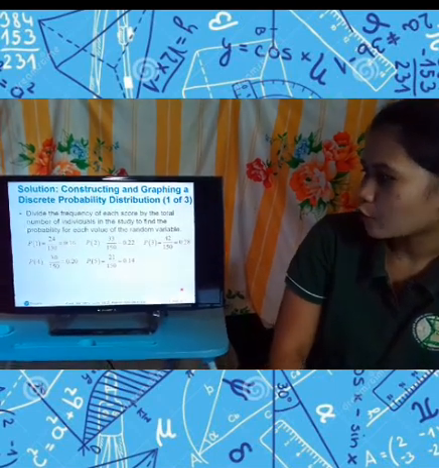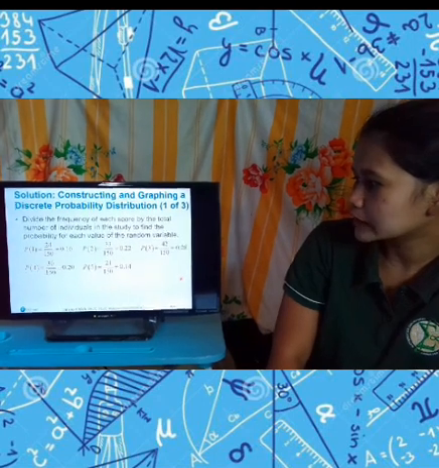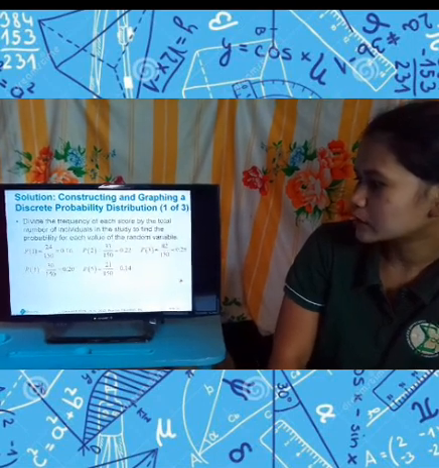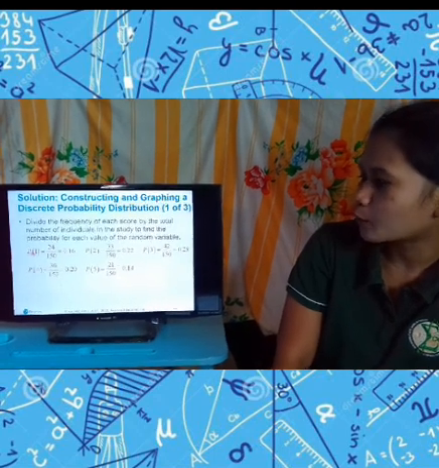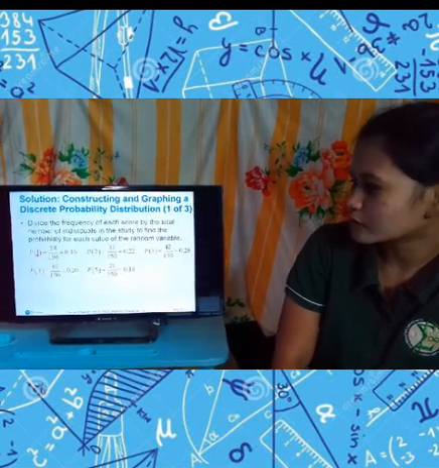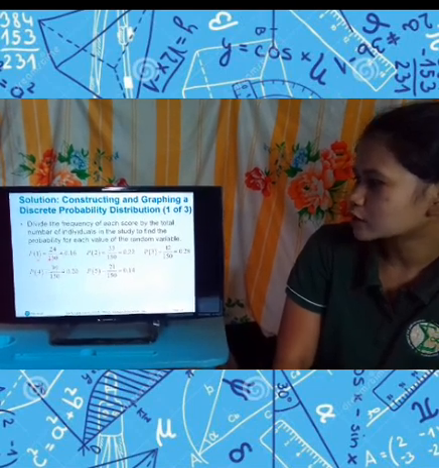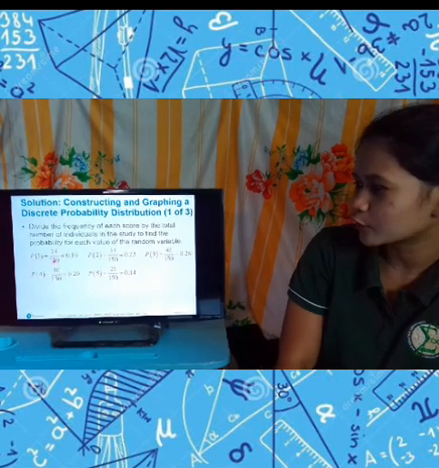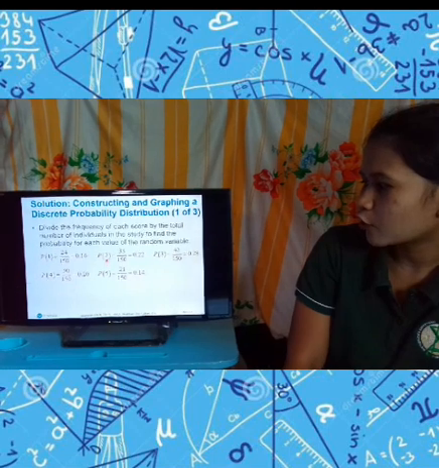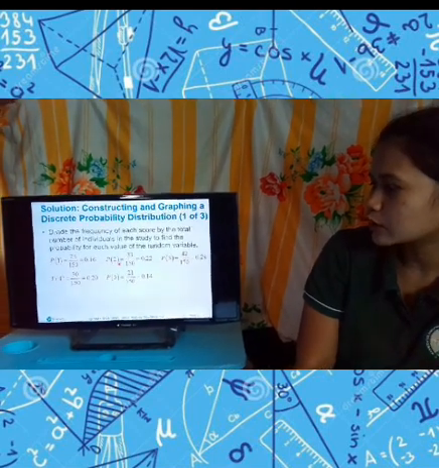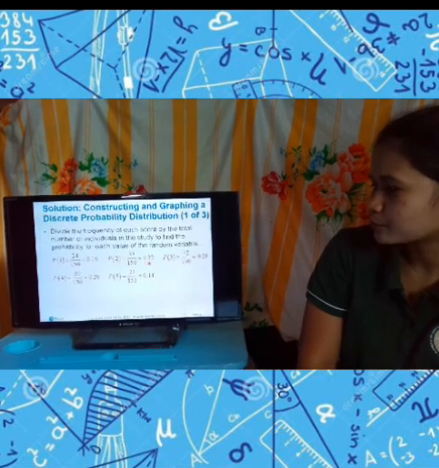Solution. So, divide the frequency of each score by the total number of individuals in the study to find the probability for each value of the random variable. So, P of 1, our first random variable, is equal to 24 over 150. The 150 here is the total frequency. That is equal to 0.16. P of 2 is equal to 33 over 150, which is equal to 0.22.